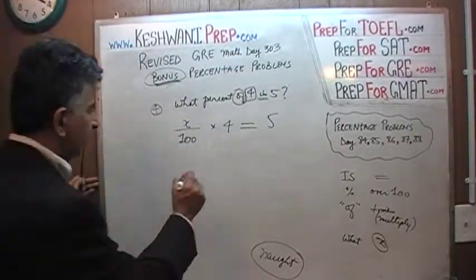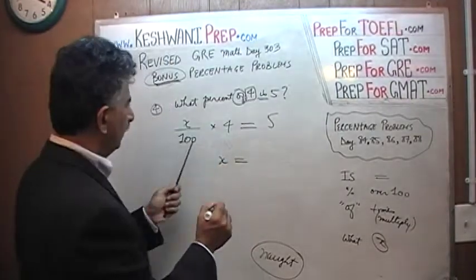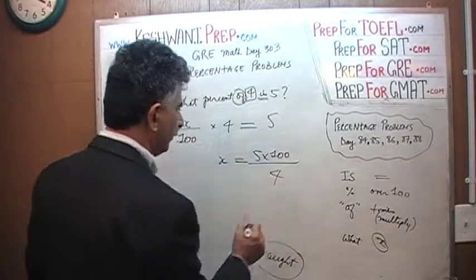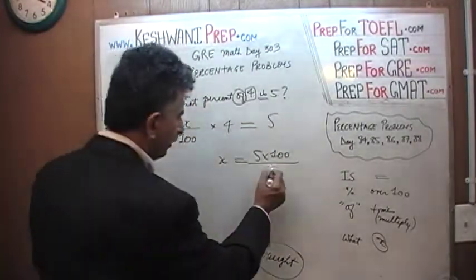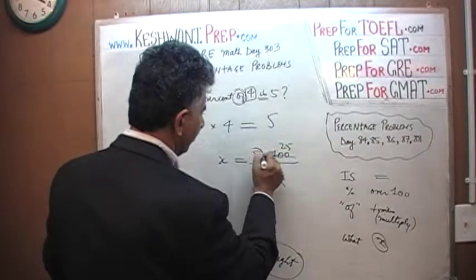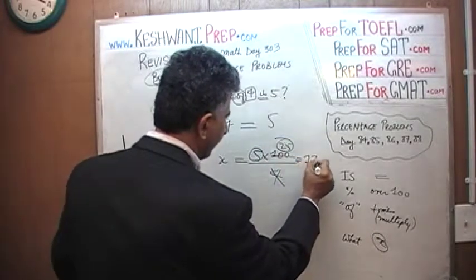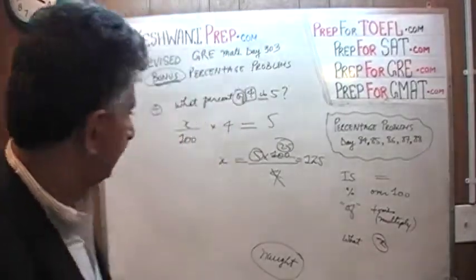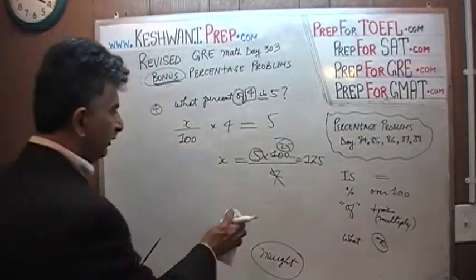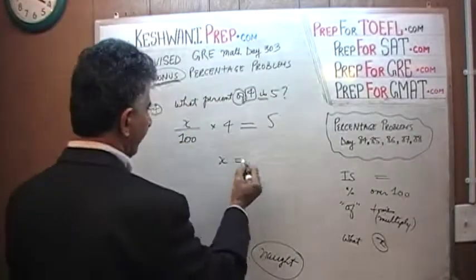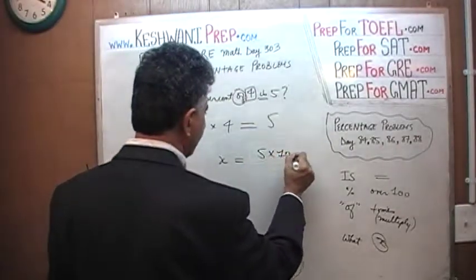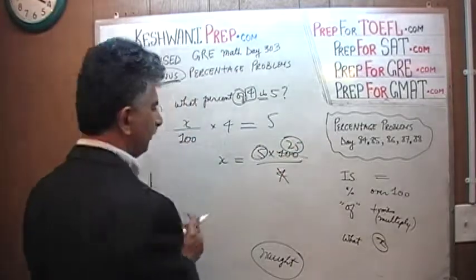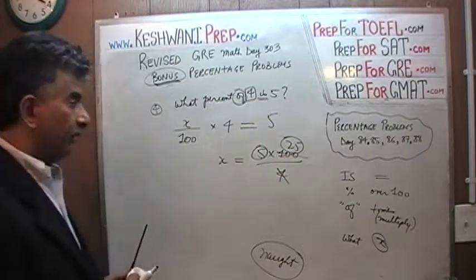Let's solve for x. X is going to be equal to 5 times 100 over 4. Divide top and bottom by 4. 100 has 25 fours, and it is 5 times 25, which is 125. Let me redo it without all this mumbo jumbo. So x equals 5 times 100 over 4, divide top and bottom by 4, and it is 25 times 5, which is 125.